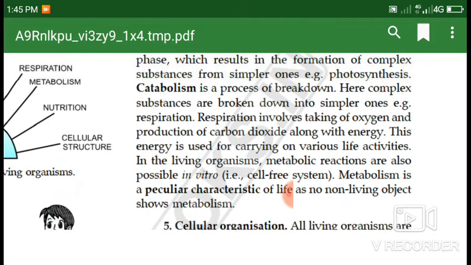So catabolism is a process of breakdown of complex food into simpler ones, and that is carried out by the respiration process, in which we take in oxygen and expel carbon dioxide. So in this process the carbon dioxide is expelled, and that makes the complex substance into simpler ones.